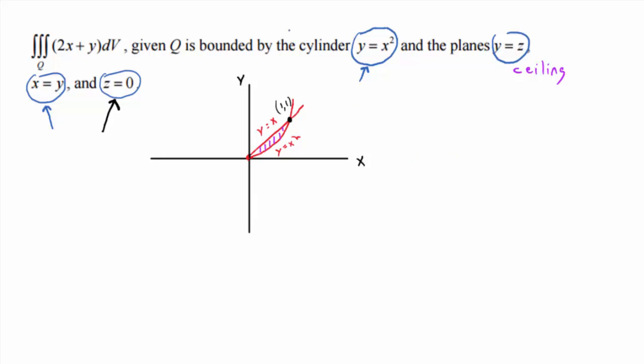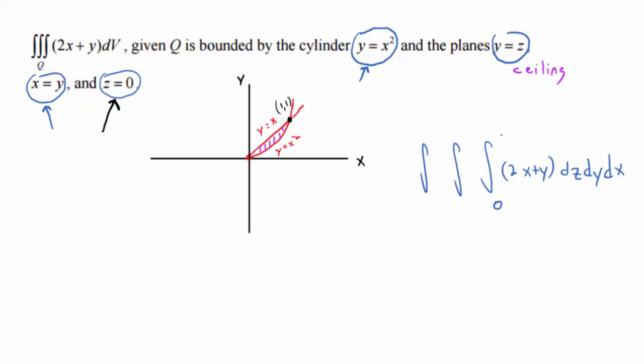Okay, so let's set it up. We get the triple integral, 2x plus y is our integrand, dz, dy, dx. There's no reason not to go with the standard order of integration. So the limits of integration go from floor to ceiling. The floor has to be in the xy plane, z equals 0. The ceiling has to be y equals z.